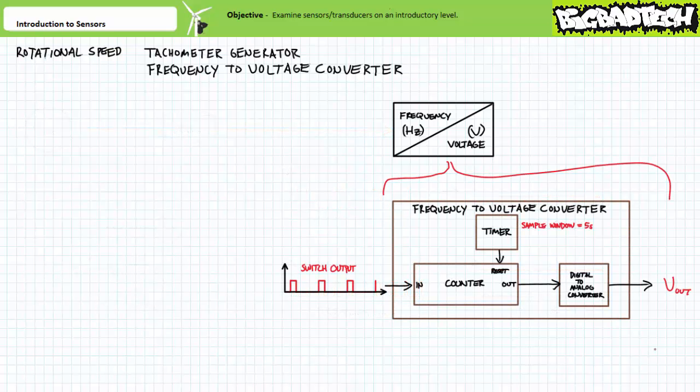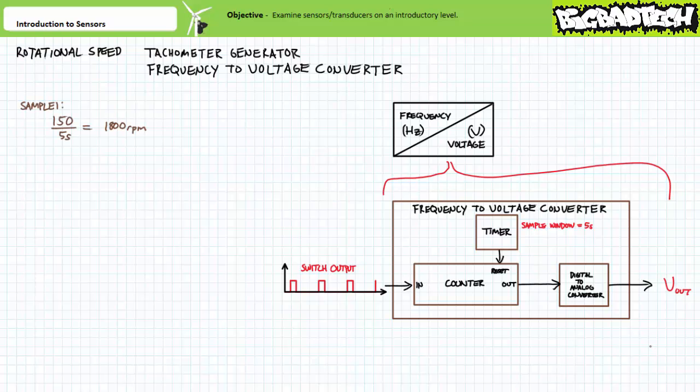I promised I wouldn't do this, but to satisfy curiosity, when we break open the frequency to voltage converter, we see three subsystems that work together to perform the frequency to voltage conversion. Principally a timer and a counter. The third subsystem is a digital to analog converter, which I'll explain in a moment. The timer basically establishes a repetitive sample window, let's say 5 seconds. During the 5-second window, the counter counts how many pulses occur.